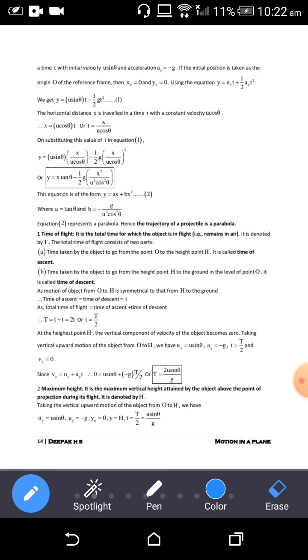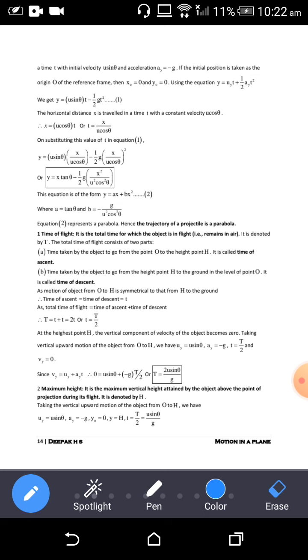Okay, so next, at the highest point h, the vertical component of velocity of the object becomes 0. As you know, when you throw an object and it reaches the maximum height, at that point the velocity will be equal to 0. Velocity of an object is 0, right?